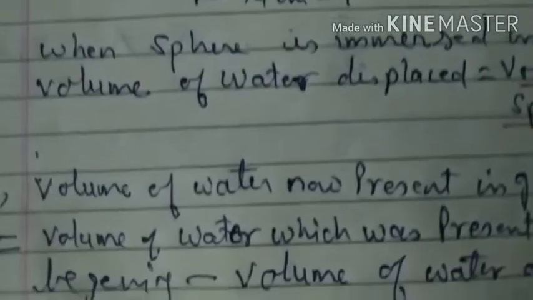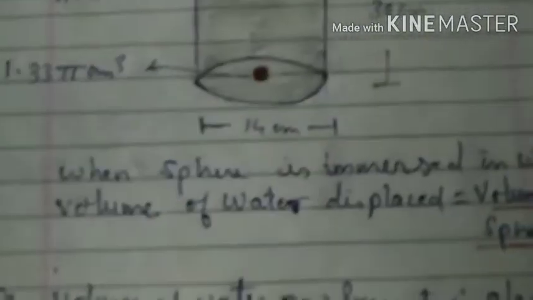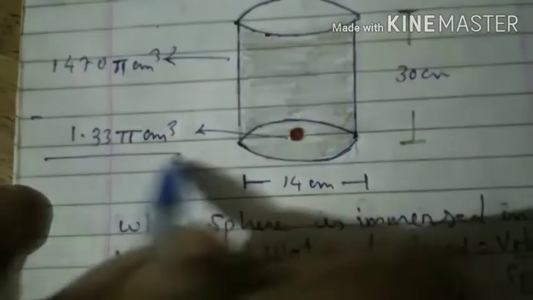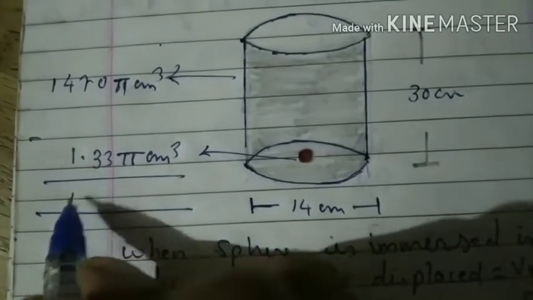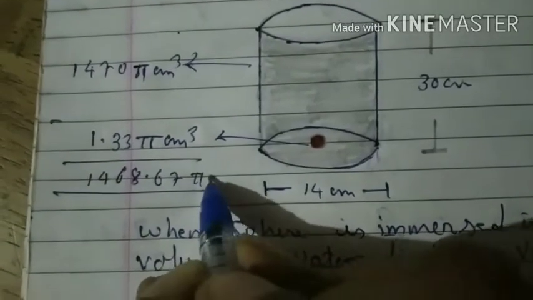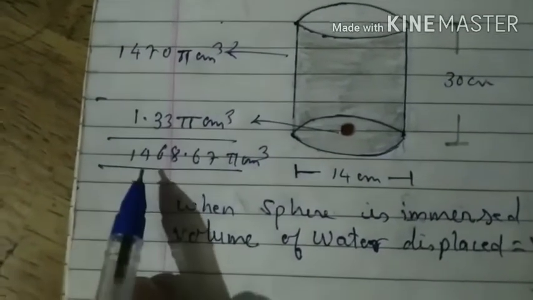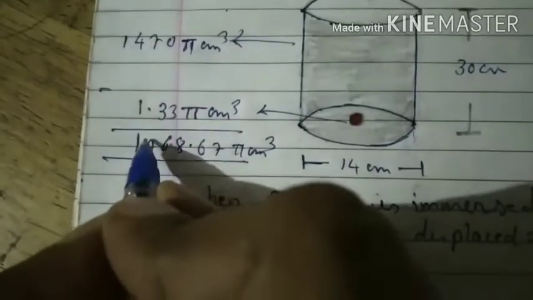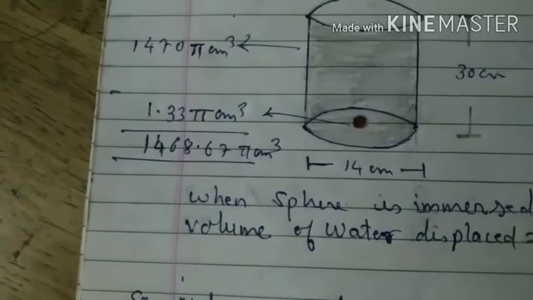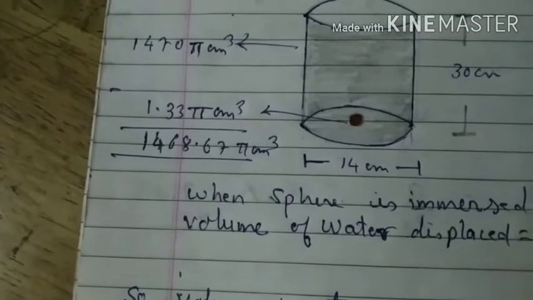See here, the volume of water present minus the volume of water displaced, means that the water will be displaced exactly as the volume of the sphere. So when I subtract these both values, I get exactly 1468.67 pi cubic centimeter, which is exactly the same as we did, as I explained to you in the previous method.